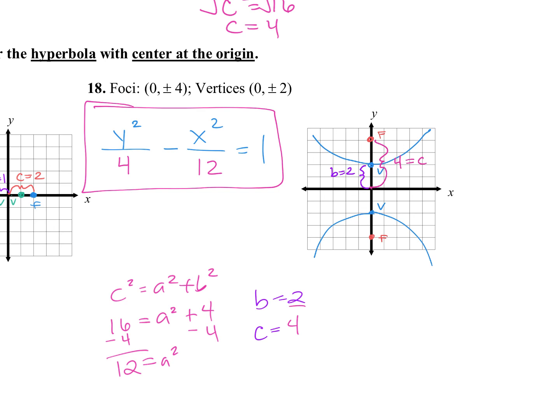The C value always goes from the center to the focus. So from 0, 0 to 0, 4, that's 4 units.